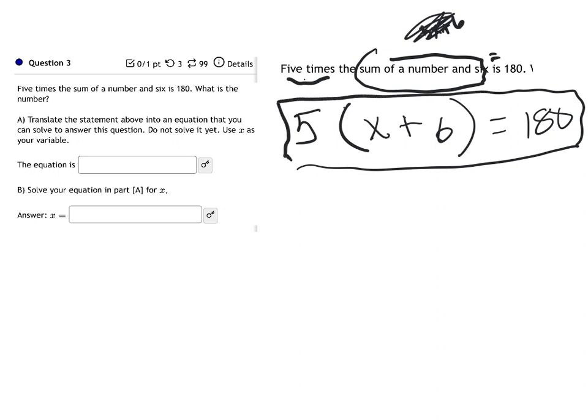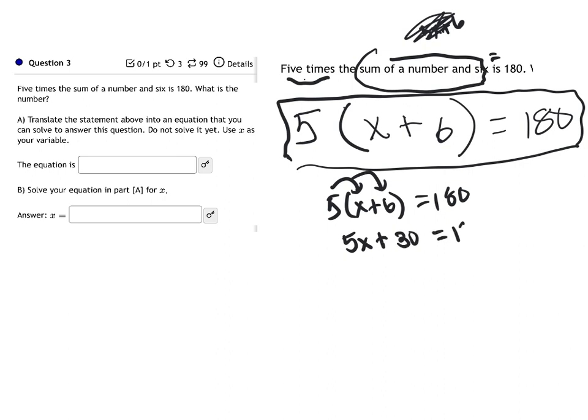And now we're going to solve it by multiplying with the distributive property. So we multiply the 5 through everything in the parentheses. So that's 5x, then 5 times 6 is plus 30, equals 180. We're going to subtract 30 from both sides, because the opposite of adding is subtracting. If it had been minus 30, we would add 30 to both sides.